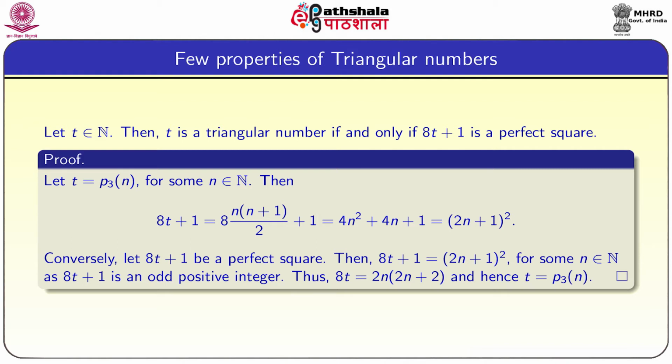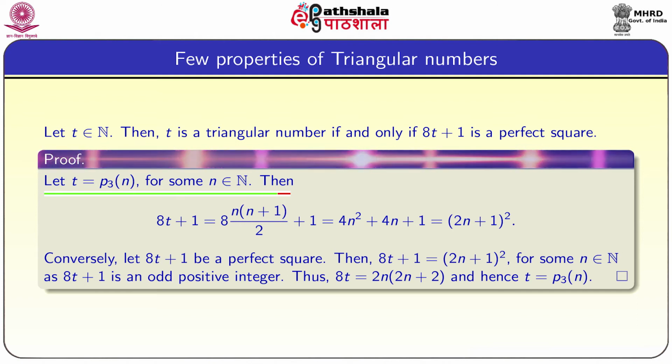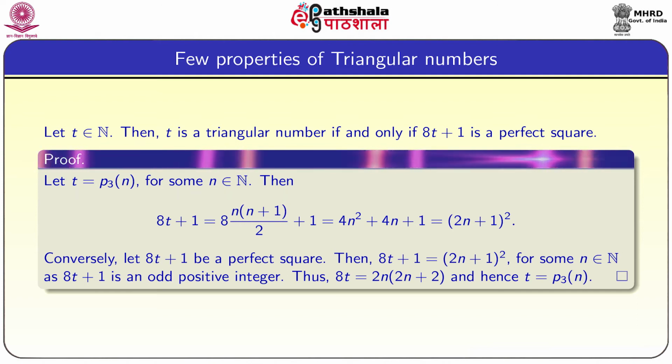Let t belong to N, then t is a triangular number if and only if 8t plus 1 is a perfect square. We want to prove this result. It says that whenever t is a triangular number, then 8t plus 1 is a perfect square. So, proof: let t be equal to P3 of n. We are assuming that t is a triangular number. Triangular numbers are expressed as P3 of n, where P3 of n is the nth triangular number.